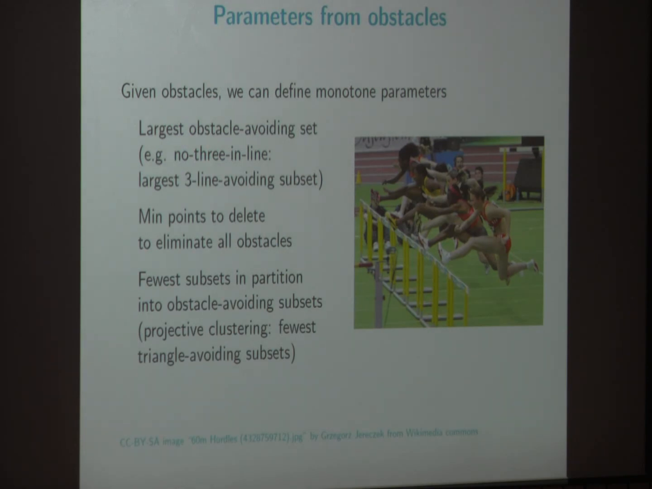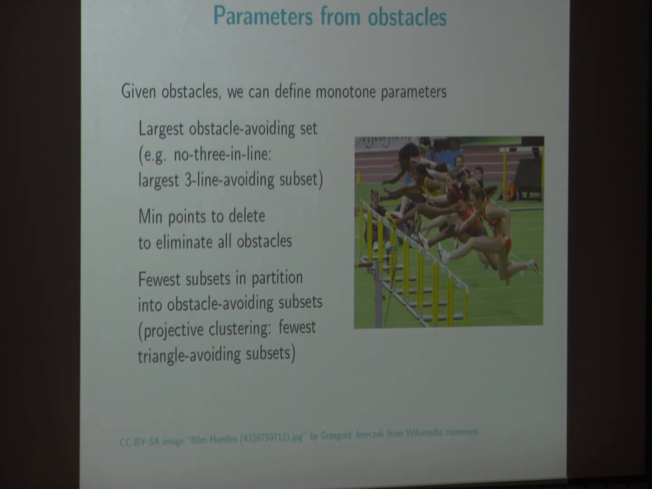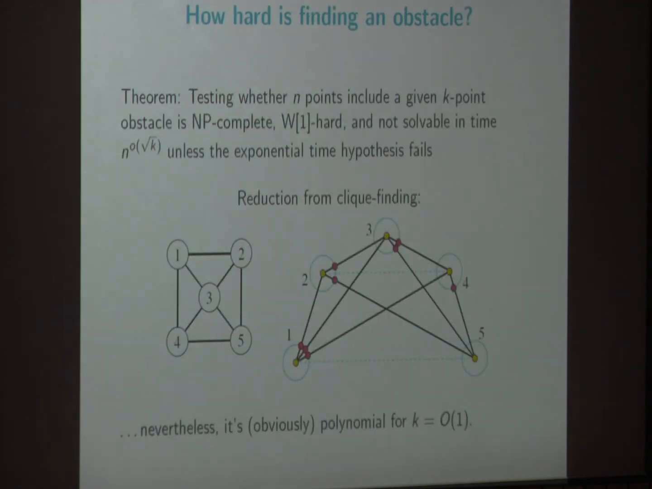We can go the other direction. If we have a finite set of point sets that we want to use as obstacles, we can look for the largest obstacle avoiding set. That's, for instance, the largest general position subset is of that flavor. We can look for the fewest points that we can delete to eliminate all the obstacles. We can look for a partition into obstacle avoiding subsets. That's the projective clustering problem. And so this gives us a general way of defining monotone parameters from these obstacles.